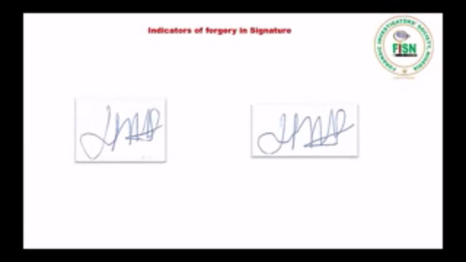Now let's talk about indicators of forgery in signatures, whether simulated or traced. There are many of them, but because of our time, I will just speak on five of them. The first one I'm going to speak on is tremor.